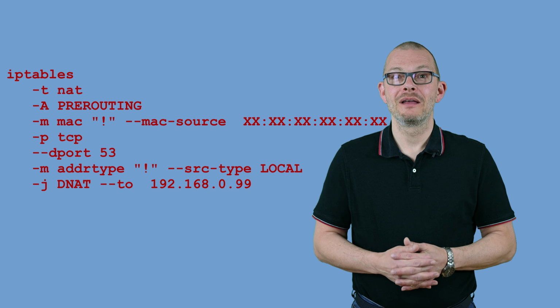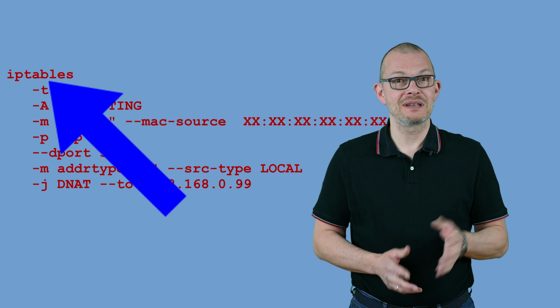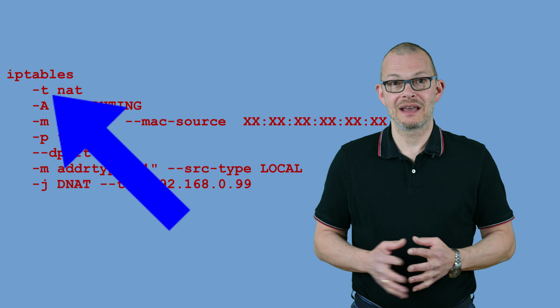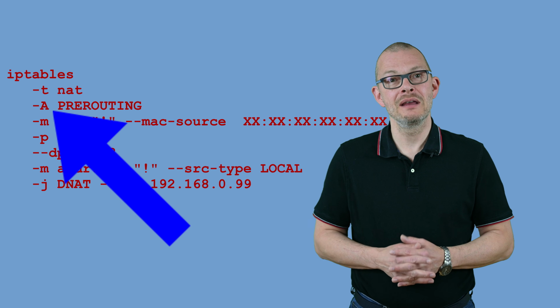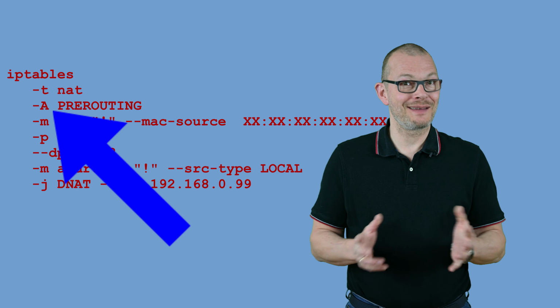Unfortunately, there is no possibility to add this firewall rule graphically within LuCI. We need the custom firewall rules here and type in the iptables command by hand. The rule we add is iptables. In the NAT table, we append a rule to the pre-routing chain so that it gets executed before anything else.